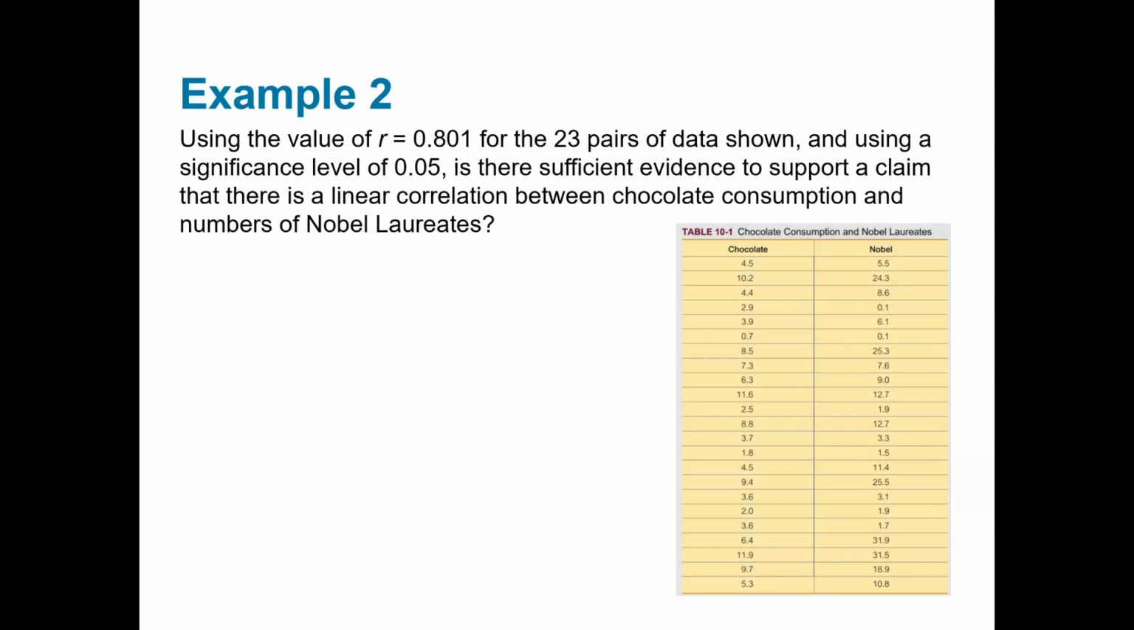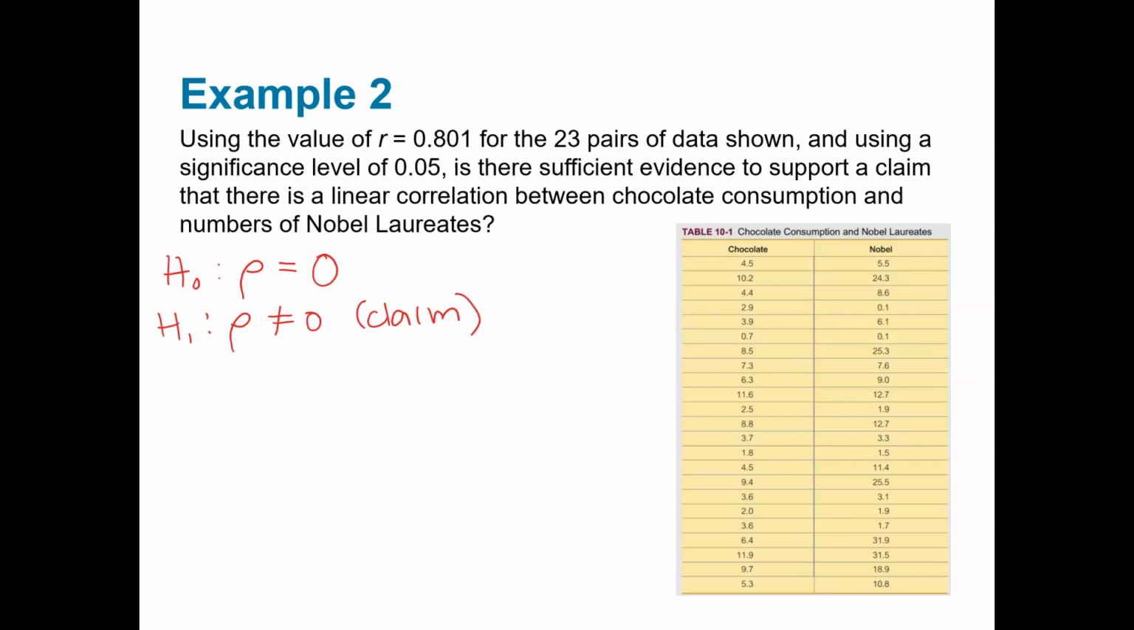So recall that the first thing we want to do is identify our null and alternative hypotheses. The null is that there is no correlation, right? r is 0. The alternative is that there is correlation. So the claim is that there is correlation. That is our claim.